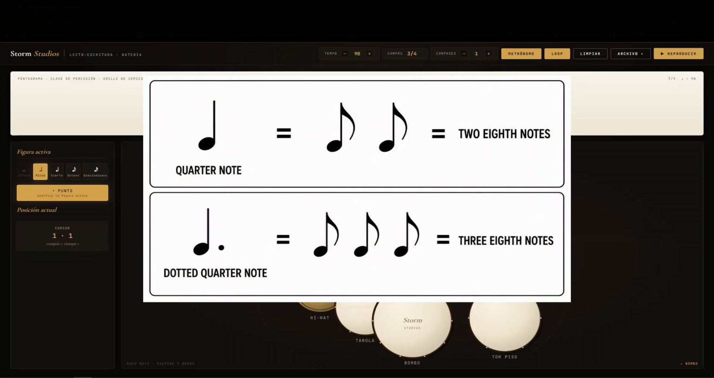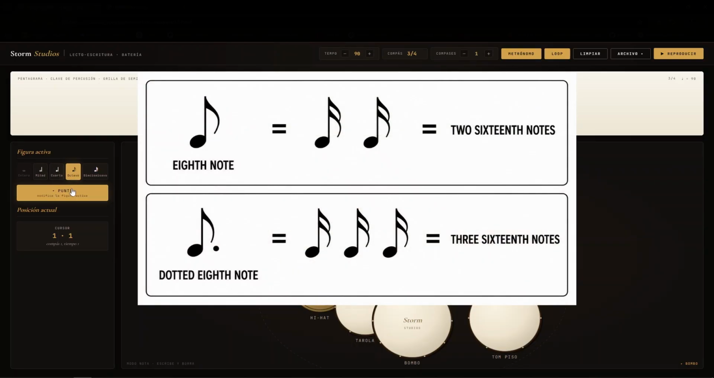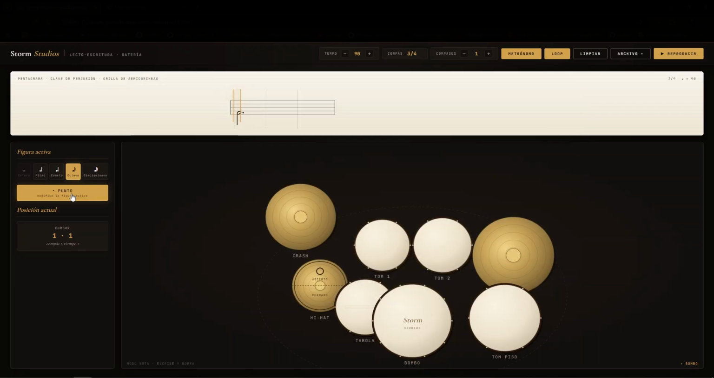The same thing happens with the other note values. A dotted quarter note equals a quarter plus half a quarter. In other words, 3 eighth notes. A dotted eighth note equals an eighth plus half an eighth. In other words, 3 sixteenth notes. Later in the course, we'll return to the dot when we need it again.